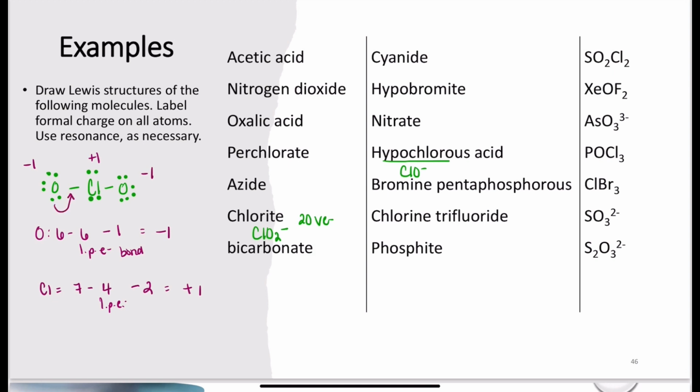This oxygen can donate a pair of electrons to minimize this formal charge. If it does that, this oxygen will now have a 0 formal charge. Let's check our chlorine. Seven valence electrons minus our 4 lone pair electrons minus our 3 bonds gives us an overall formal charge of 0.